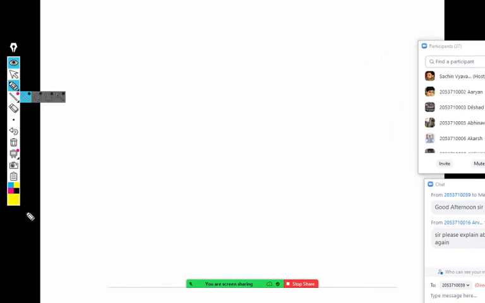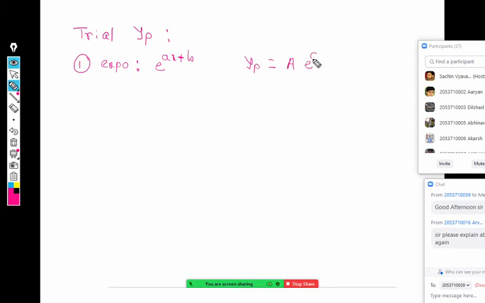Okay, now how to select a trial yp for the undetermined coefficient method. See the rules. First one: suppose the RHS is an exponential function, say e raised to ax plus b. Then the trial yp will be a constant times that same exponential function, whatever function we are given.